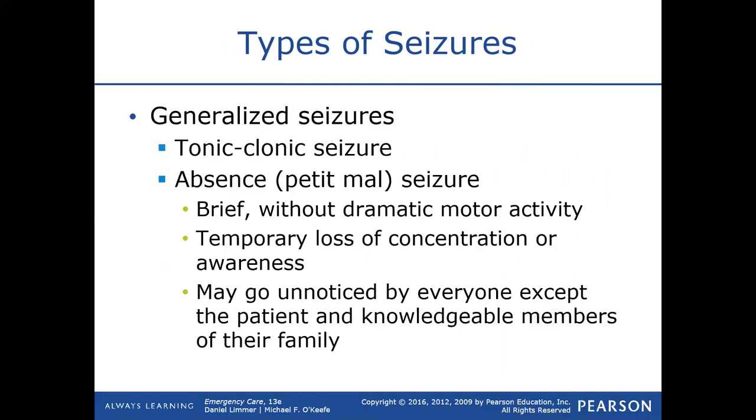And then our generalized seizures, we talked a bit about tonic-clonic seizure, absence, petit mal seizures: brief with no dramatic motor activity, temporary loss of consciousness or awareness, may go unnoticed by everyone except the patient and knowledgeable members of their family. So this is something that can kind of just happen. People will zone out for a minute. They'll just be sitting there. And this is technically an absence petit mal seizure. The patient can come out of it and be like, whoa, what just happened? Okay, that was technically a type of seizure.